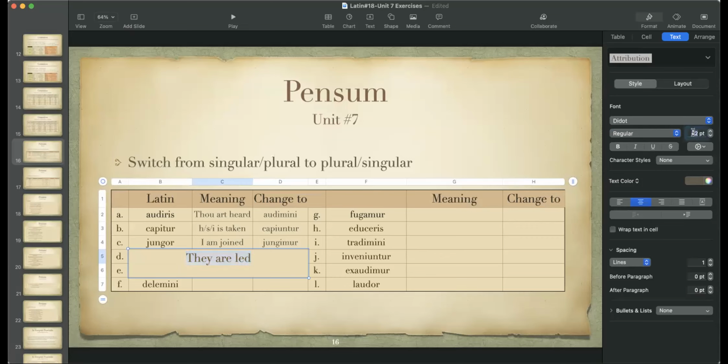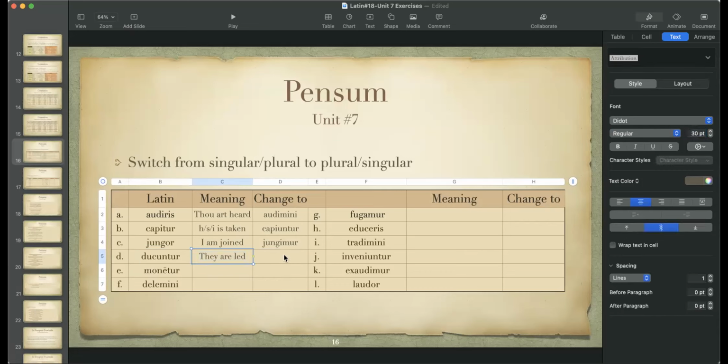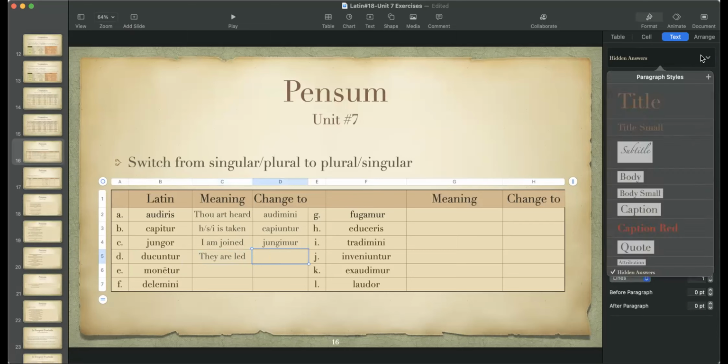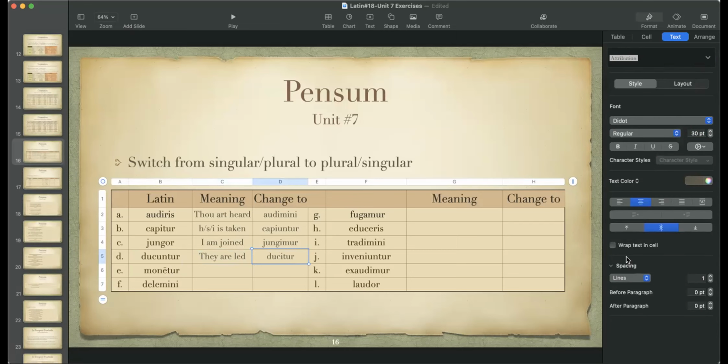Tell you what, I'm going to set this down to 30 automatically. And I'm going to say update. There we go. And now we got to go to the singular. Ducitur, yes. There we go.